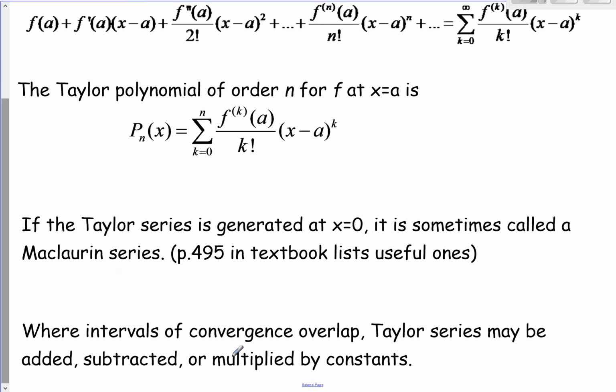And then just as a side note, we'll deal with this later, but if intervals of convergence overlap for the Taylor series, we can add them, subtract them, or multiply them by a constant. We're not going to worry too much about intervals of convergence in this section. It actually will be sections 4 and 5 that we focus on those.